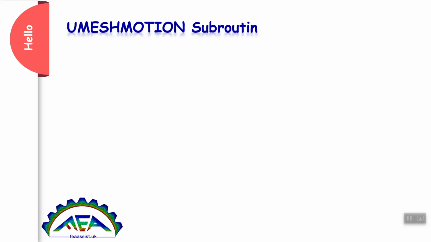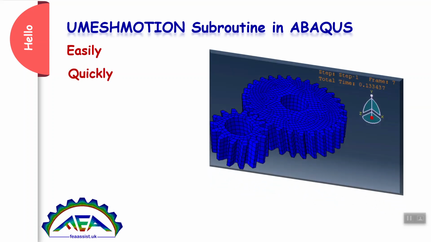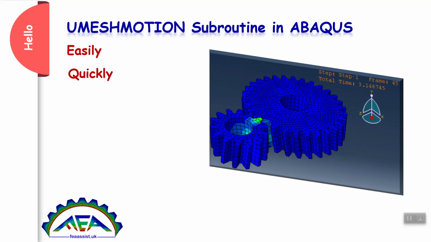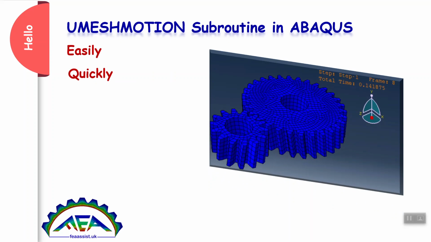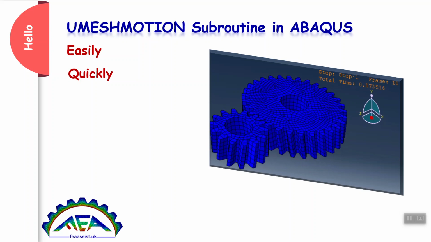Hello! You want to learn the UMESHMOTION subroutine in Abaqus easily and quickly. Indeed, UMESHMOTION is a subroutine to define mesh displacement or mesh velocity in Abaqus. This subroutine is used mainly in ALE problems to prevent mesh problems in adaptive meshing. Stay with us.